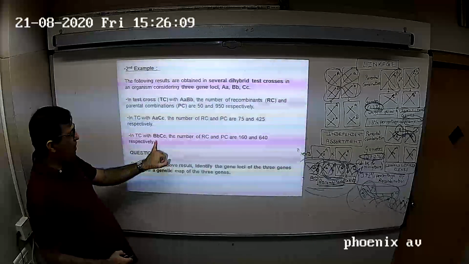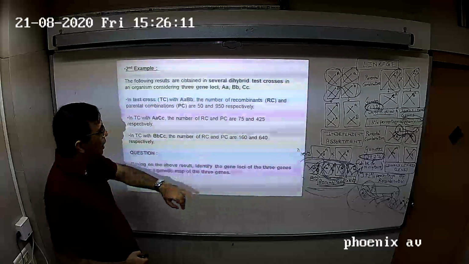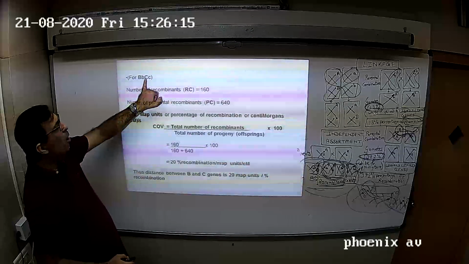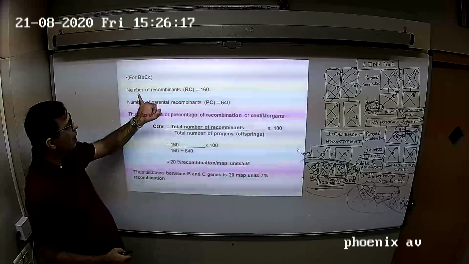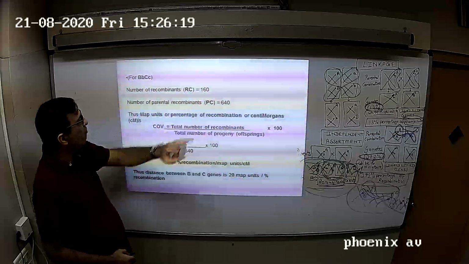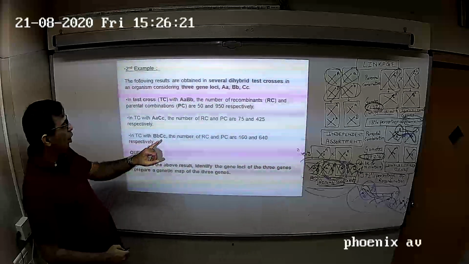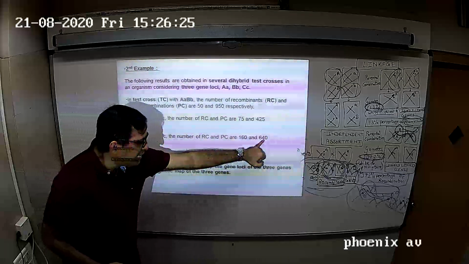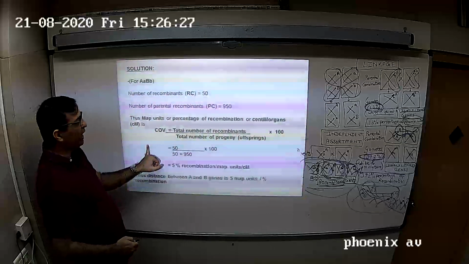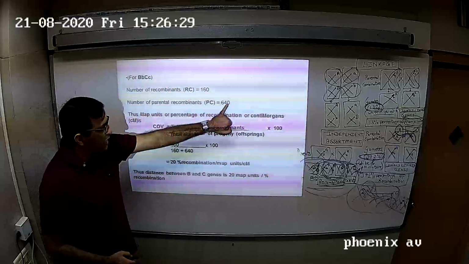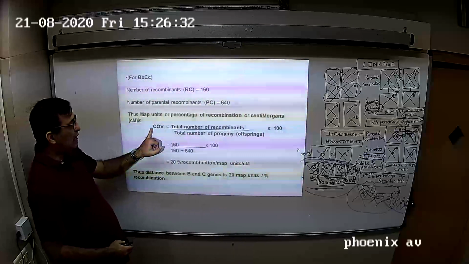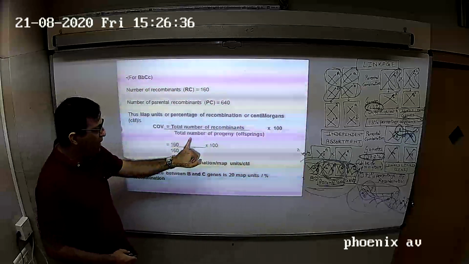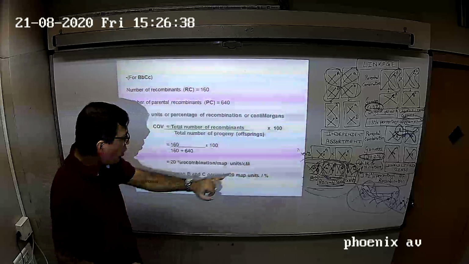Next, I'm sorry, for capital B small b, capital C small c, the number of recombinants is 160 and parental combinations are 640. Thus, what is the crossover value? Total number of recombinants upon total number of progeny or offspring into 100.